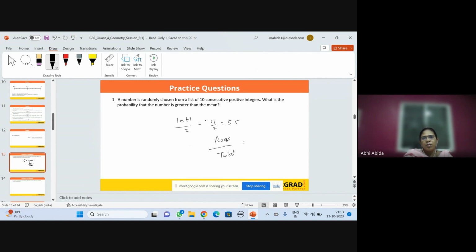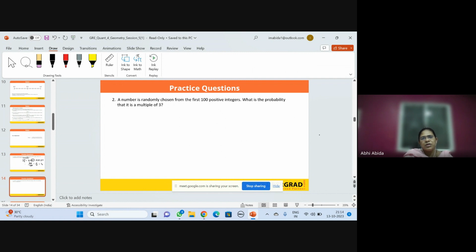So what is the probability that the number is greater than the mean? We have to see what numbers are greater than the mean. This is my mean. What will be my total first of all? The total will always be the 10 consecutive numbers, so 10 is my total. If I take the number as 5.5 or approximately 5, then 6, 7, 8, 9, 10 are the numbers greater than 5. So the probability will be 5 by 10, that is 1 by 2. I counted 1, 2, 3, 4, 5 numbers greater than the mean here. So 5 divided by 10 is 1 by 2, half.